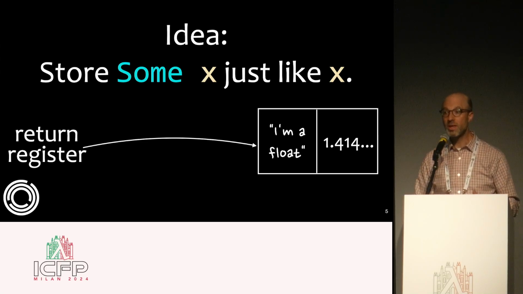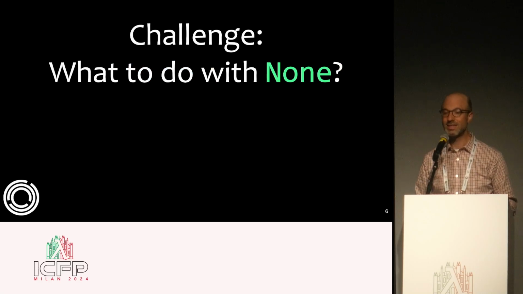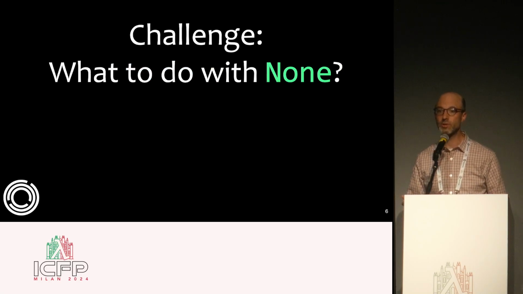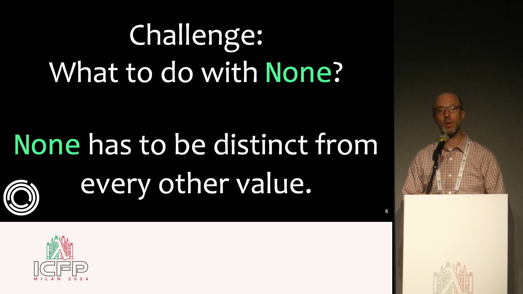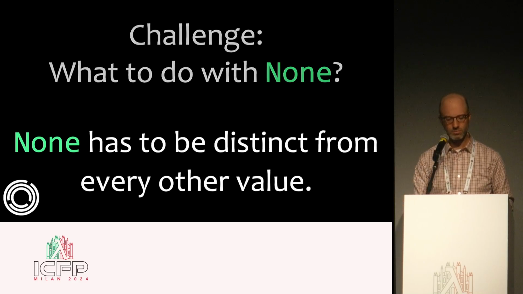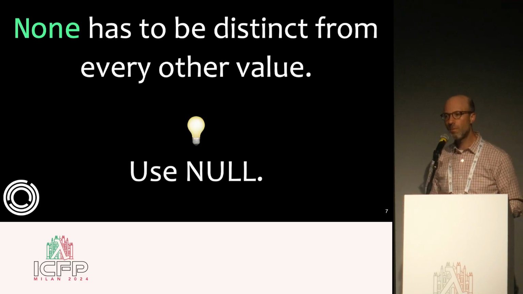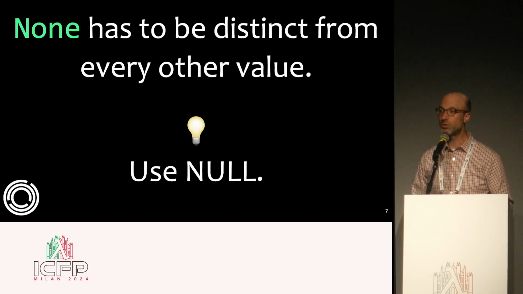The immediate problem that we run into is, we still have to tell the difference between some and none. And so to do that, we're going to have to come up with some representation of none that's distinct from every other value that's out there, right? Because we don't know what the sum is going to wrap. So if we're going to have a none that's distinct from it, then it has to also be distinct from every other value out there.